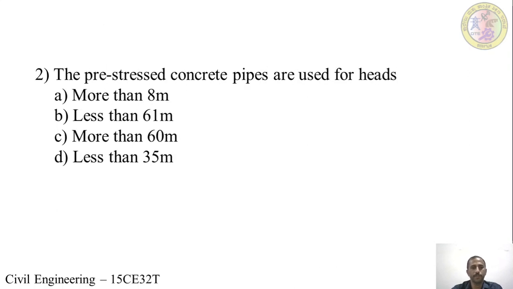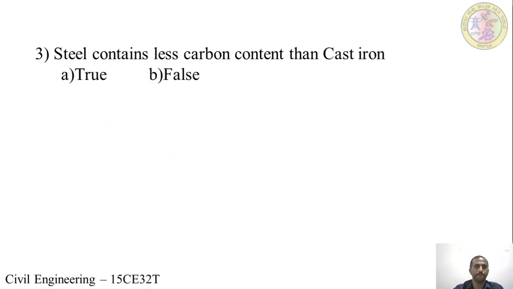Second question. The pre-stressed concrete pipes are used for heads A. More than 8 meter, B. Less than 61 meter, C. More than 60 meter, D. Less than 35 meter. The answer is more than 60 meter. Because of their pre-stressed nature, they can resist pressure at more than 60 meter.